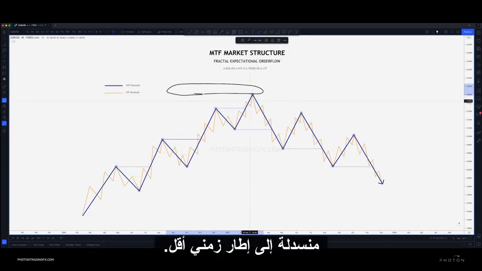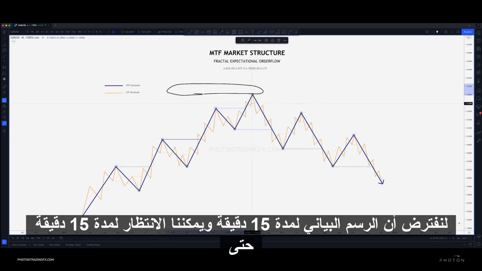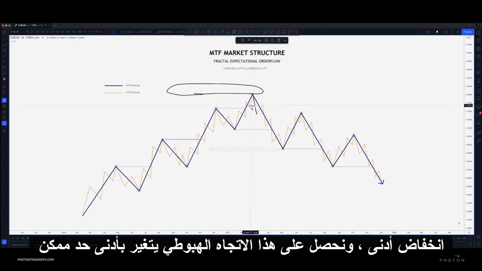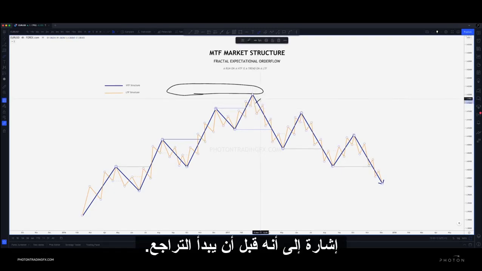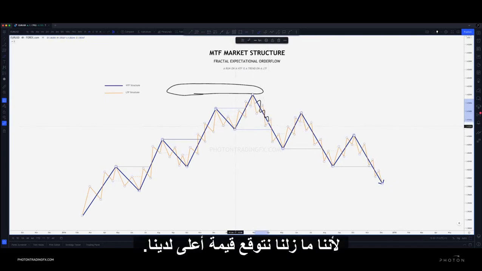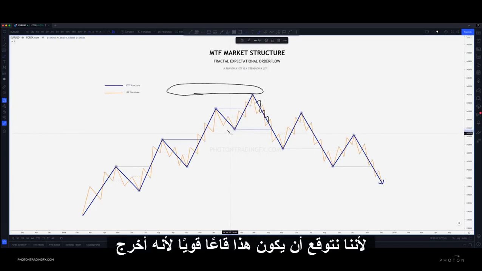What we can do is drop down to a lower time frame. So let's say the 15-minute chart, and we can wait for the 15 minutes to switch bearish. So when the orange line takes out that higher low to form a lower low, and we get that bearish trend change, at a minimum, that can signal that the 4-hour pullback is starting. Because we can still expect a 4-hour higher low at this point, because we expect this to be a strong low because it took out the high.